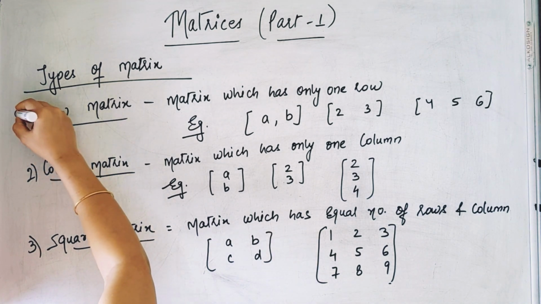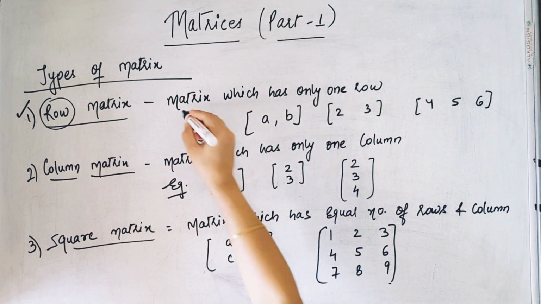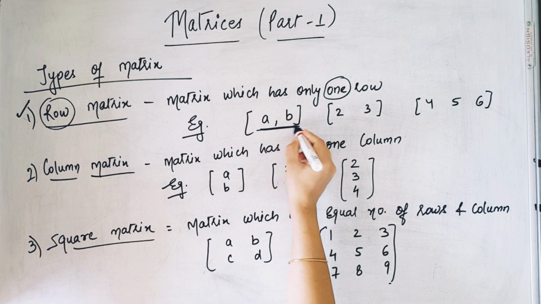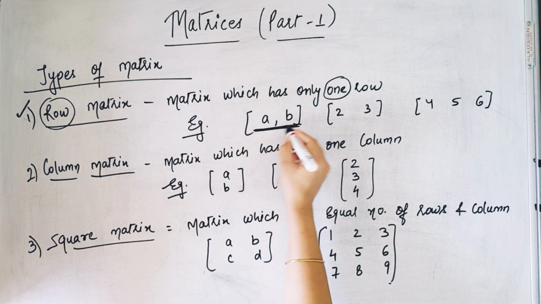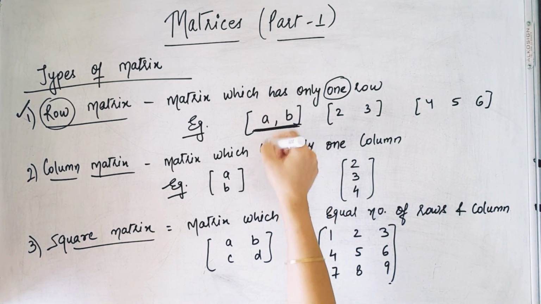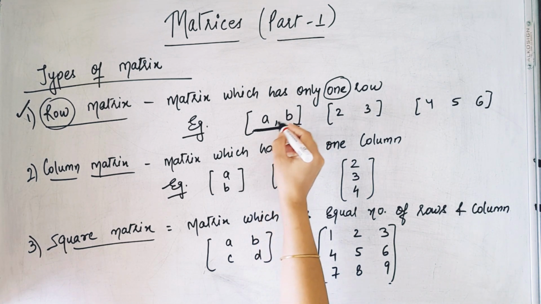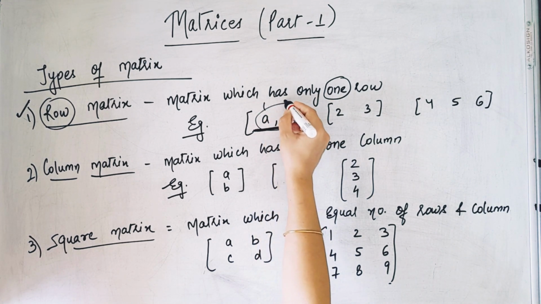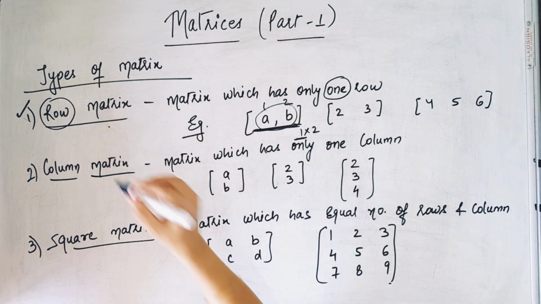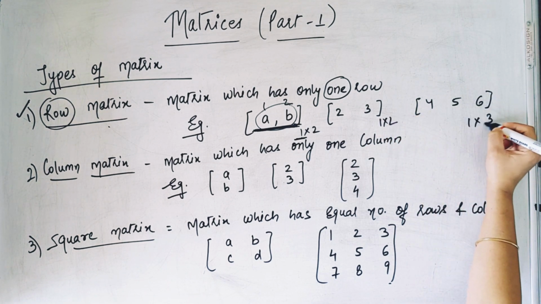See, the first type of matrix is the row matrix. A row matrix is a matrix which has only one row. We can see over here it is having only one row. These horizontal lines are called rows and these vertical lines are called columns. So in this case row is 1 but columns are 2, so 1 into 2. If row is 1, it is known as a row matrix. Similar to this case, 1 into 2, but in this case 1 into 3.